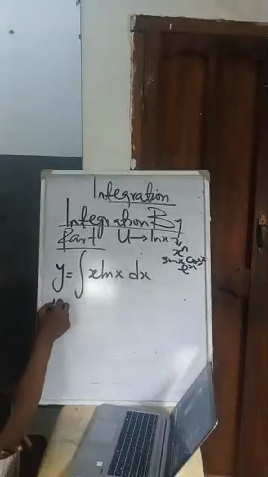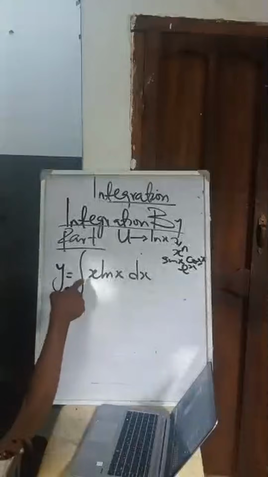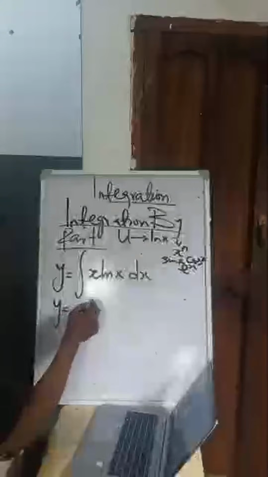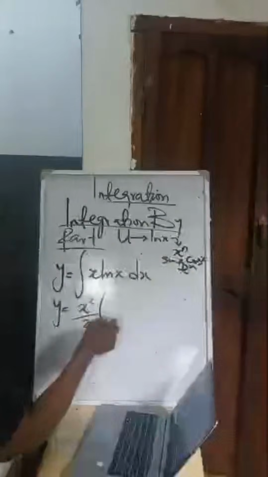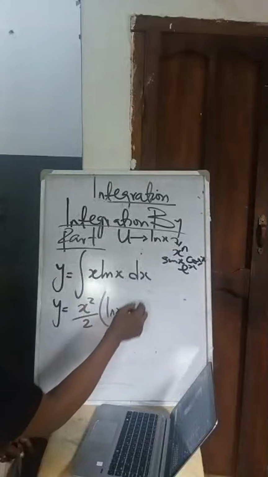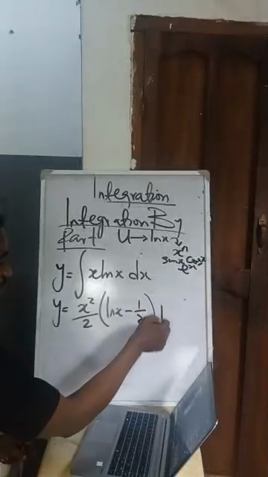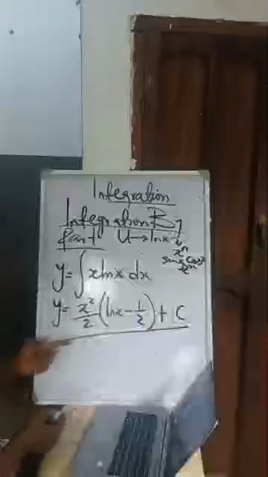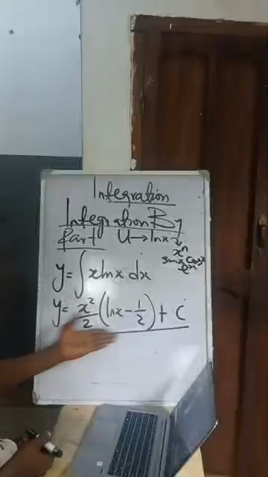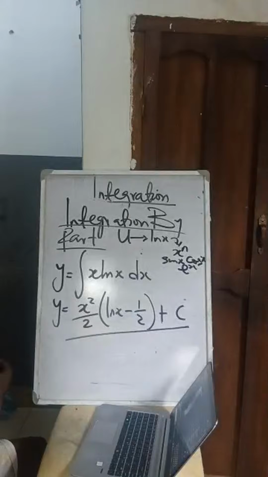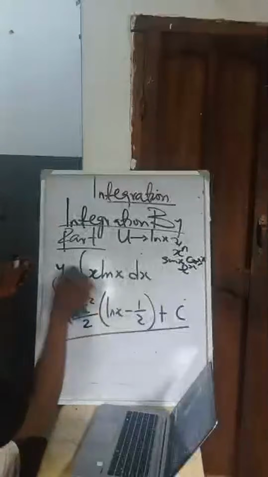This is x. Integrate x. What will you get first? Integrate x. What will you get? X squared all over 2. You put in x minus 1 all over 2 plus c. Beautiful answer. I know you love it.